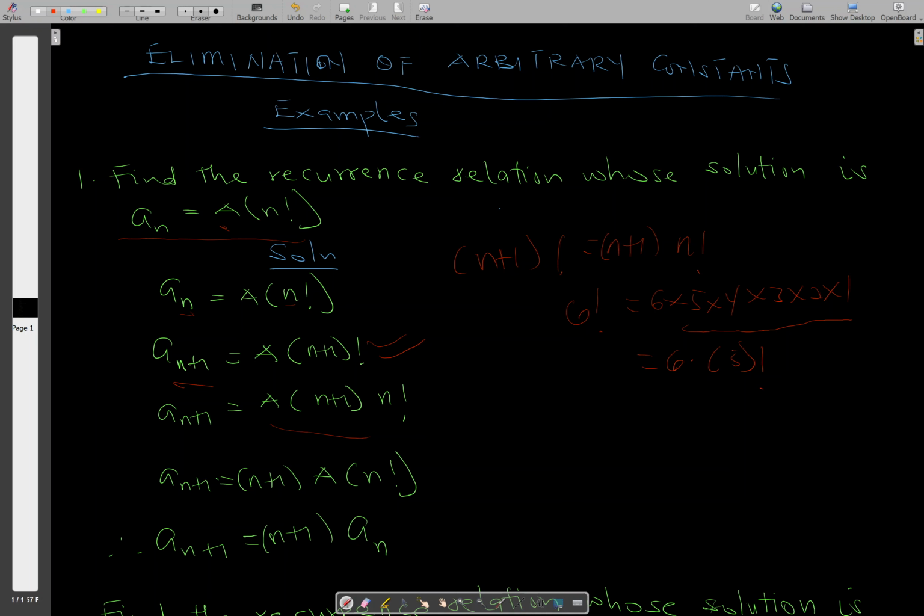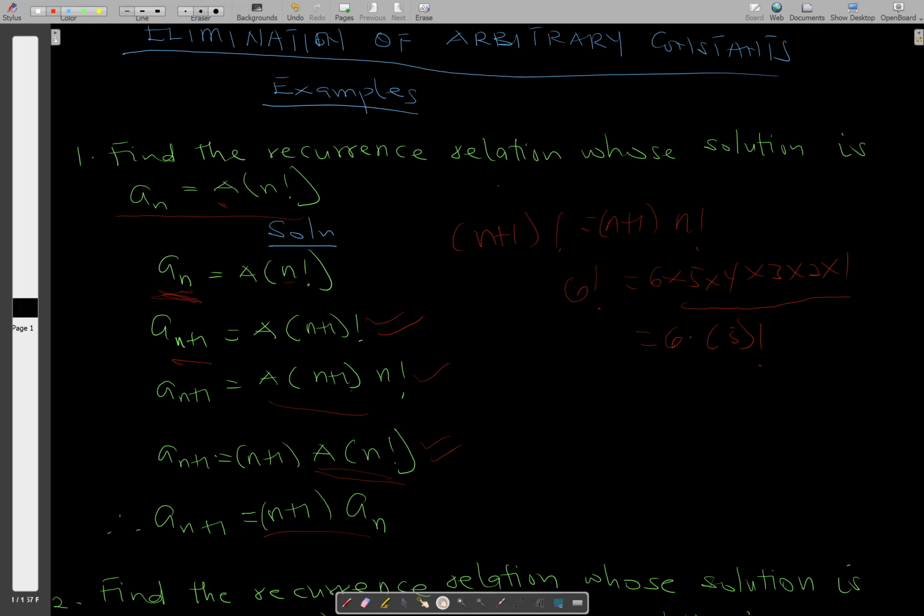You can rearrange this as this, but don't forget a times n factorial is given by a subscript n, so we replace a times n factorial by a subscript n, and we get this. Now we have obtained a first order linear recurrence relation of degree 1, and there is no arbitrary constant. Okay, let's move on to the next example.